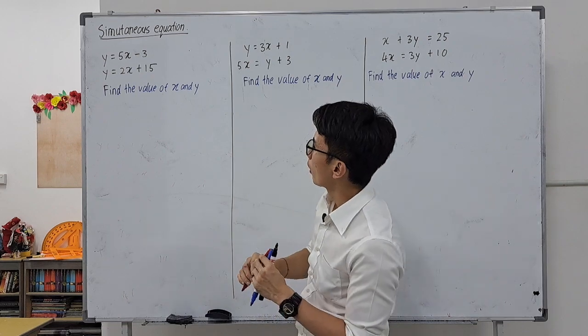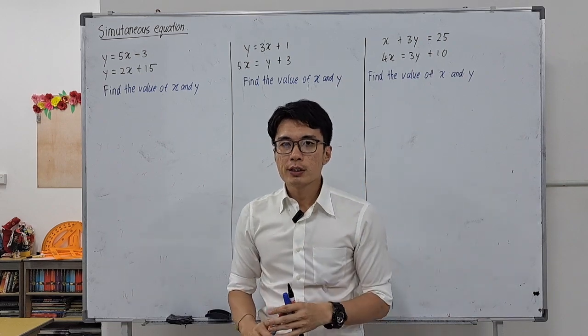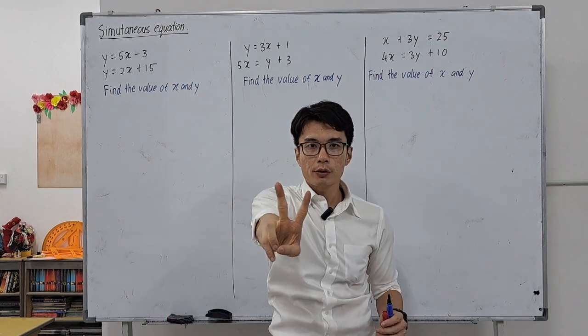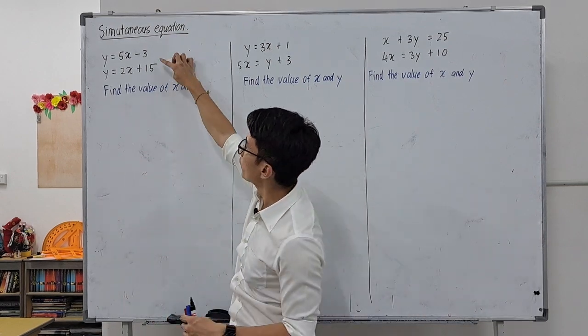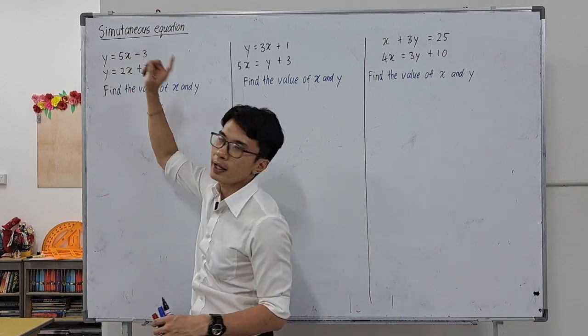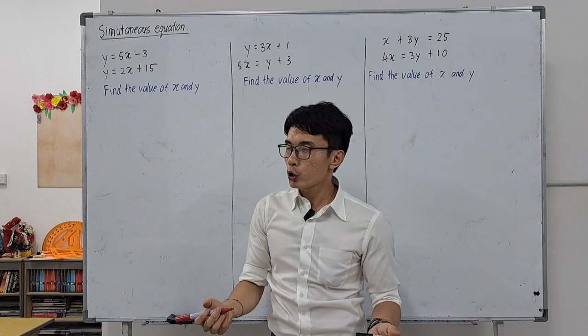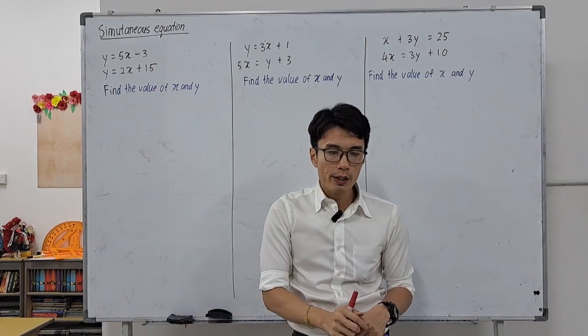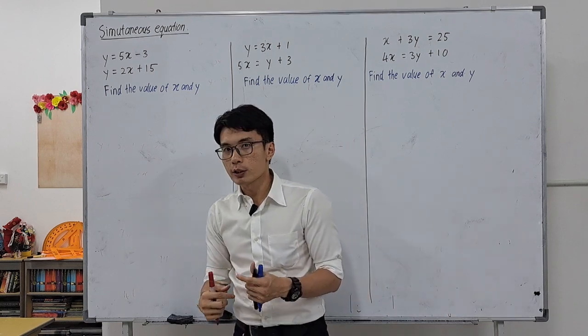Now, let's start. Always in a simultaneous equation, you will be given two equations, all right? And if you notice, in one equation there will always be two unknowns, which are y and x over here. So my question is, how do you find the value of x and y? We can solve this by using simultaneous equations.